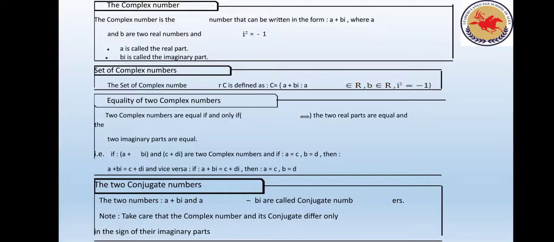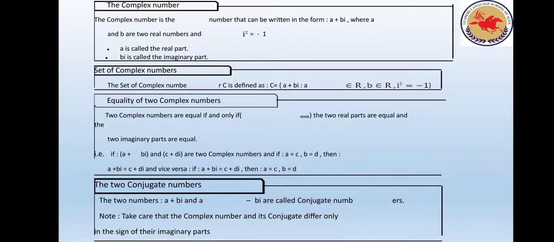The complex numbers. What's the meaning of complex numbers? That number can be written in the form a plus bi, where a and b are two real numbers, and a is called the real part and bi is called the imaginary part, because it has i here. The set of complex numbers is a plus bi, where a belongs to R, b belongs to R, and i power 2 equal negative 1.